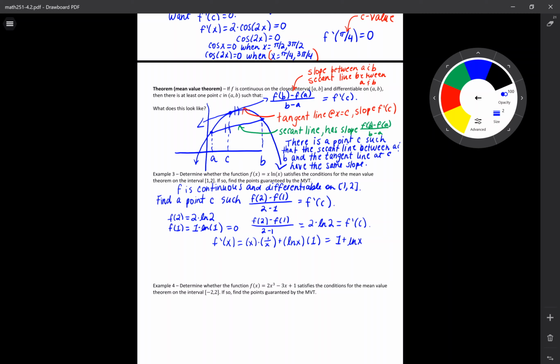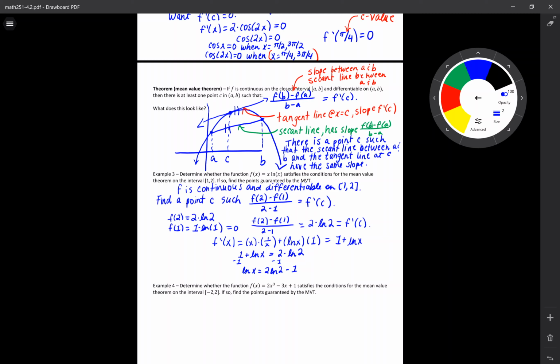And I want this somewhere to be equal to 2 times natural log of 2, and I want to find where that somewhere is. So I set 1 plus natural log of x, that's f prime of x, equal to 2 times natural log of 2, and I'm trying to solve for x here. If I subtract 1 from both sides, I get natural log of x is equal to 2 natural log of 2 minus 1.